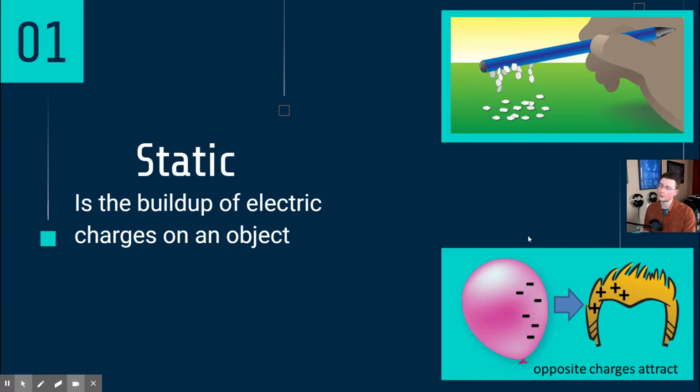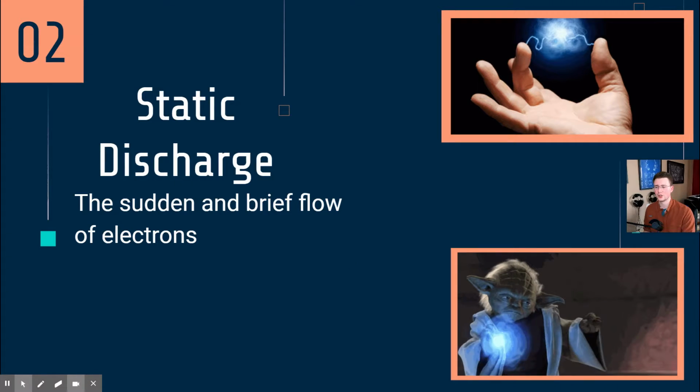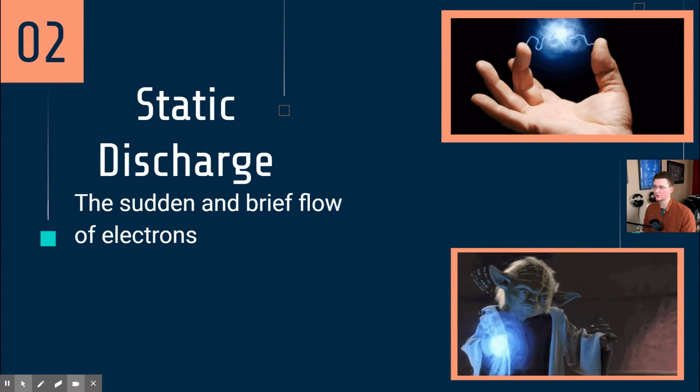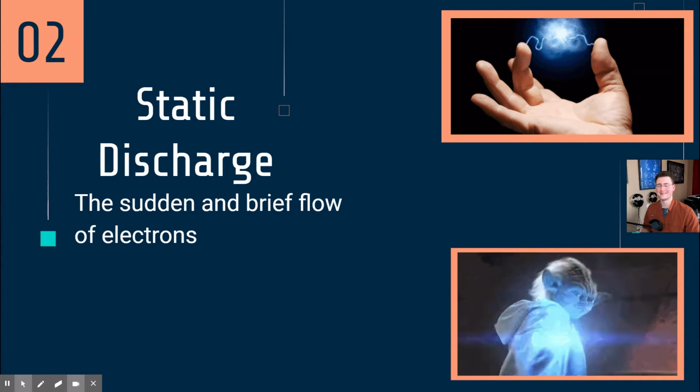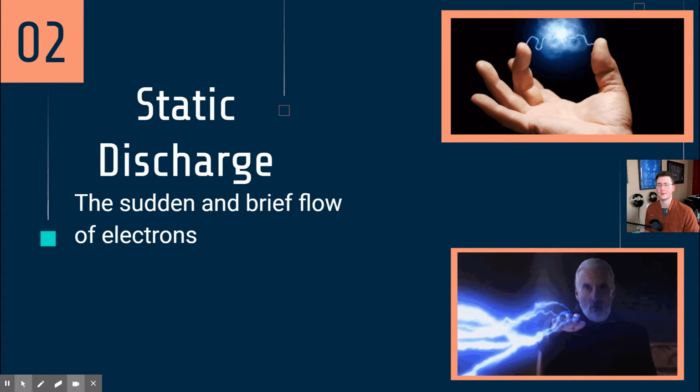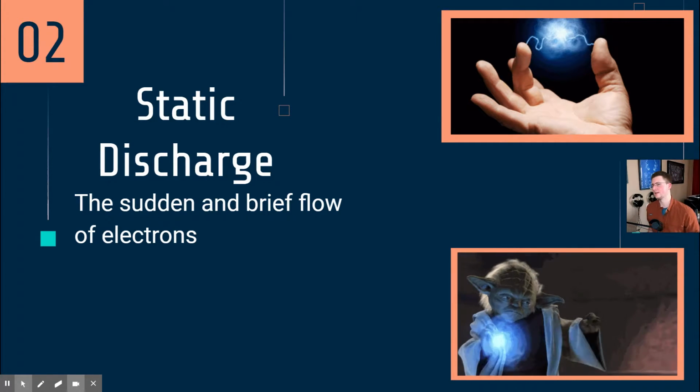Now, if we have this static buildup, sometimes that'll lead to something else, and that's our static discharge. Static discharge is a sudden and brief flow of electrons, so it's not sustained, it's a shock, right? Some people just say they get shocked. That's exactly what static discharge is.